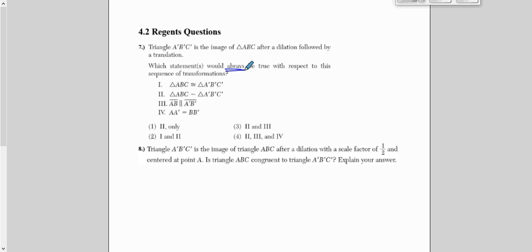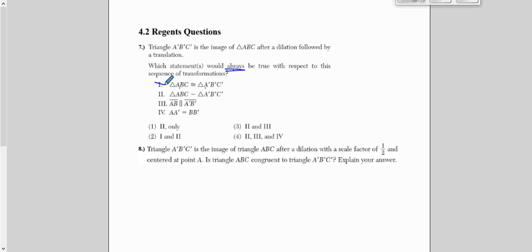So we have a dilation followed by a translation. What always has to be true here? Okay, so let's look at these up here. So the answer is 3. So let's look at this first choice, Roman numeral 1. Will they be congruent? Always. They could be, right? That's why they put always in there. If the dilation is scale factor 1, right? So no.